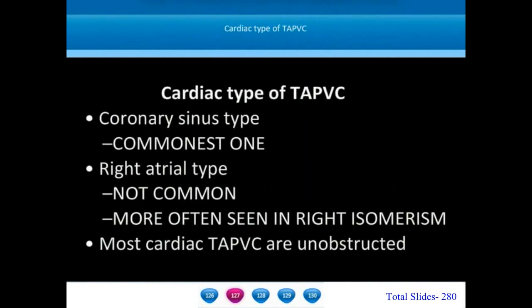After this detailed discussion on different types of supracardiac TAPVC, some of them through the left vertical vein, some of them through the right vertical vein, some through the azygos vein, some through the left vertical vein into a left superior vena cava, we move on to the cardiac type of TAPVC. Among the two cardiac types of TAPVC, the coronary sinus type of TAPVC is the most common. The right atrial TAPVC is less common and is often seen in the setting of right isomerism. Most cardiac TAPVCs are unobstructed.